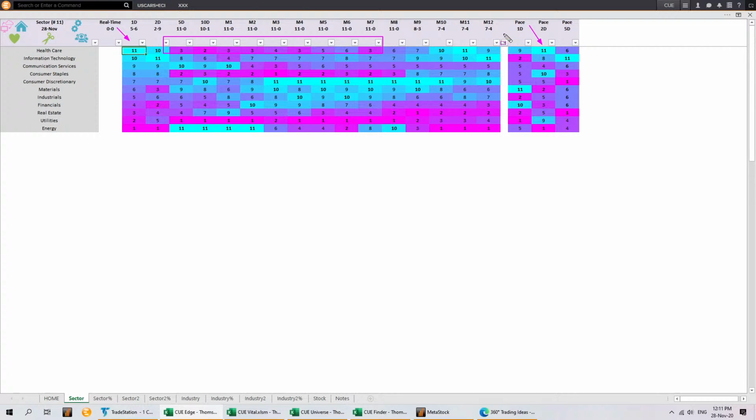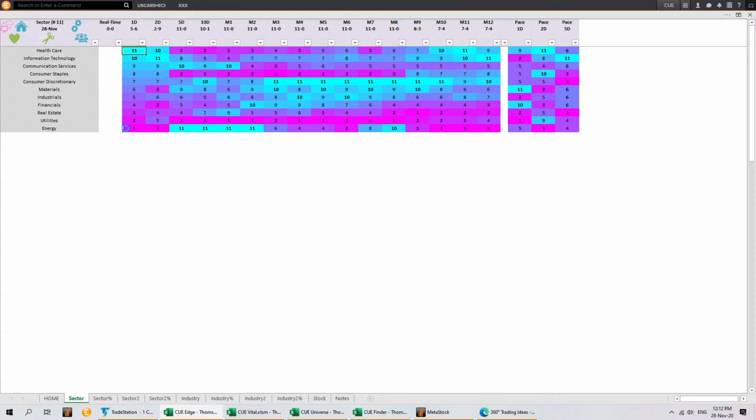But a more reliable way is to look up the pace column scores. If they are in cyan, any one of them, 1 day period, 2 day or 5 day period, then it is accelerating. So healthcare is the strongest sector and accelerating. What does it mean? In other words, it means it is a turnaround sector.